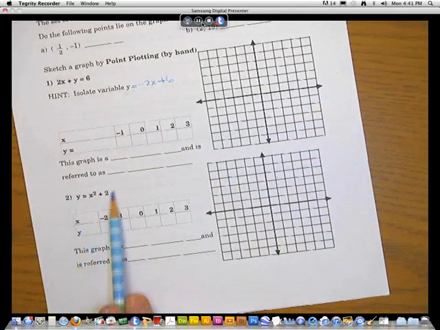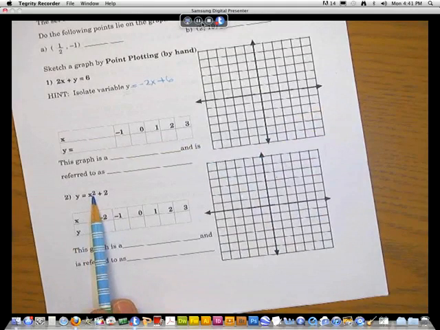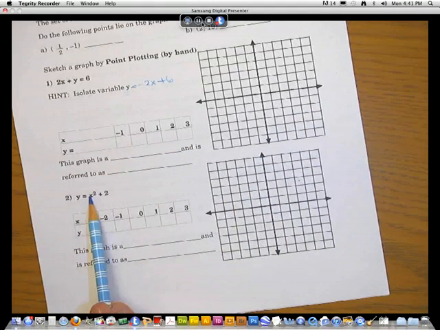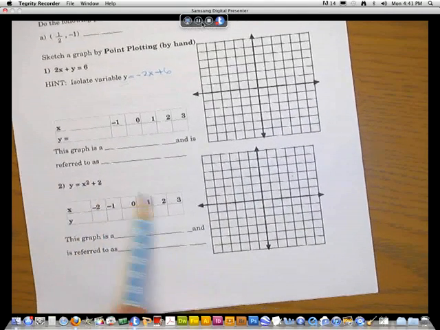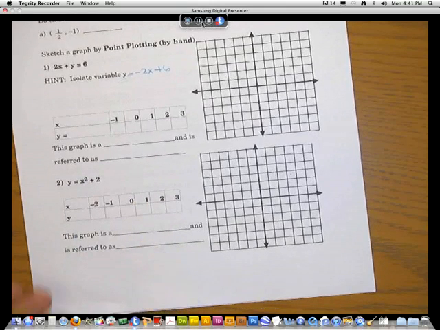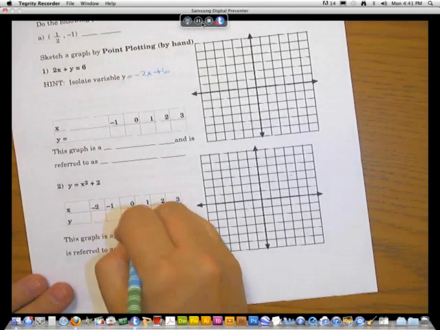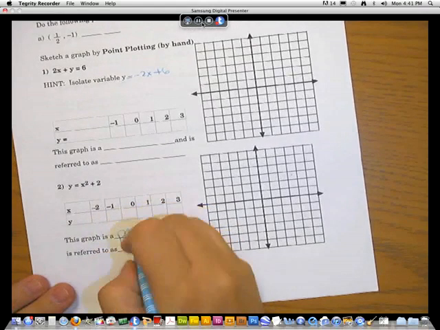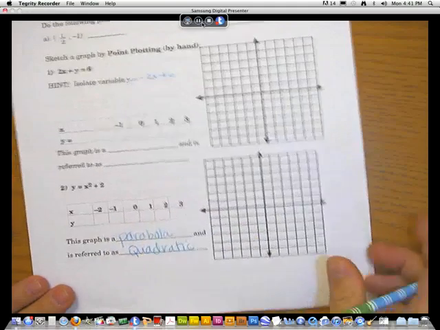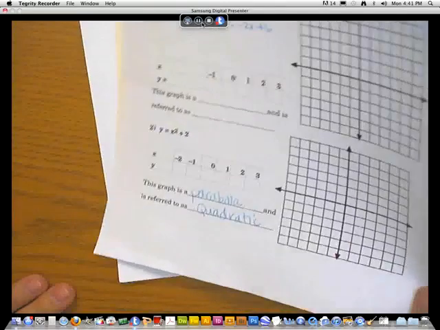Again, we have another problem this time. It is a square, so that's going to change what the graph looks like, but it doesn't change what you do. You're still going to put in negative 2, negative 1, 0, 1, 2, and 3 by hand. The graph is a parabola. It's referred to as a quadratic. You need to make sure you have the proper vocabulary when talking about your different types of polynomials.